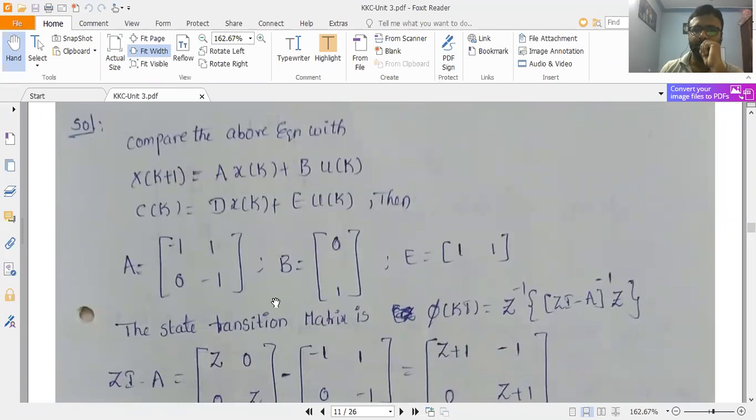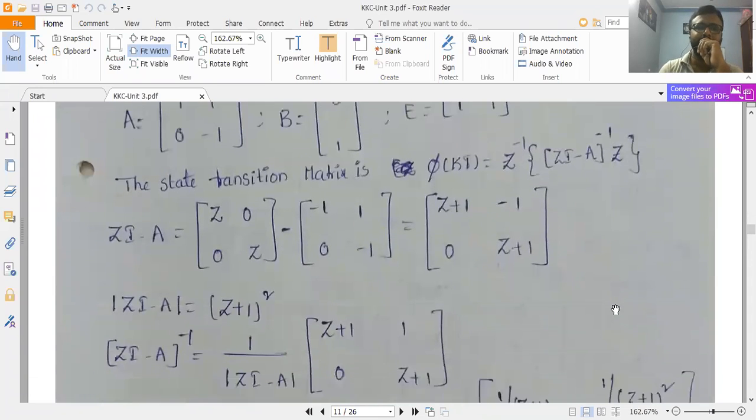The given statement is in the form of x of k plus 1, so to find the state transition matrix we use the expression phi of kT is equal to Z inverse of (zI minus A) whole inverse into z. Now zI minus A is z into the identity matrix minus A. We get [z plus 1, minus 1; 0, z plus 1].